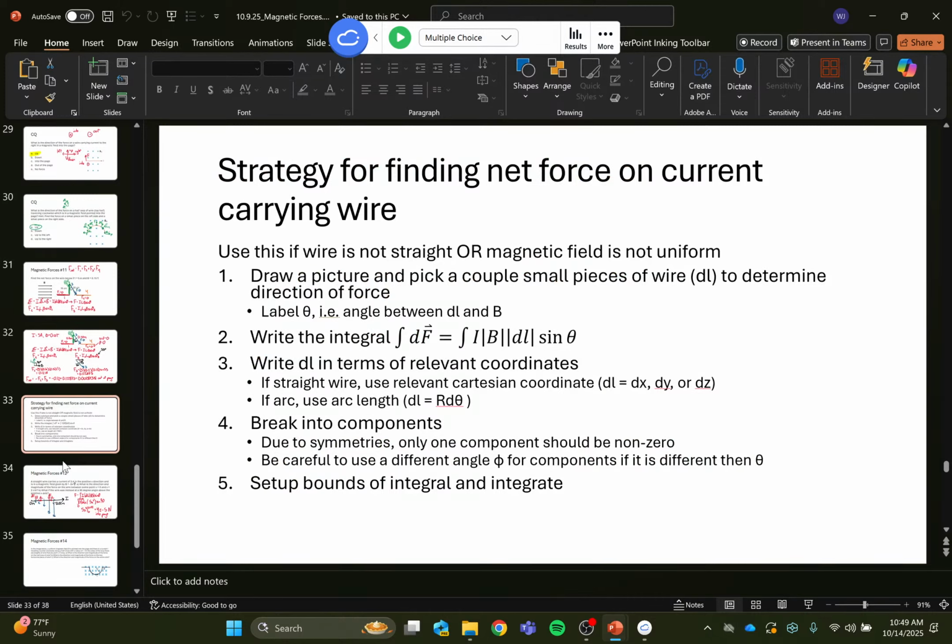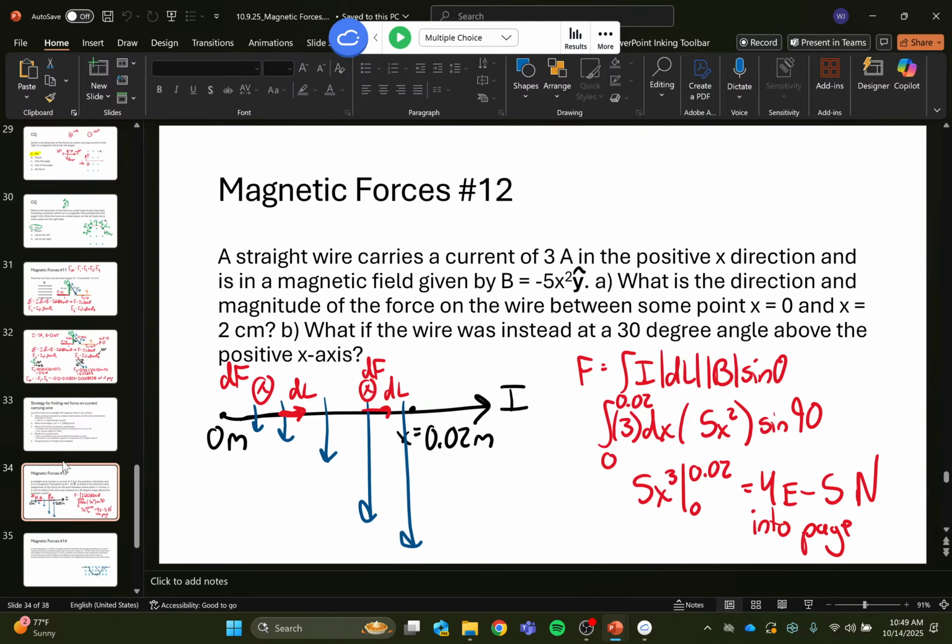We then talked about two scenarios: what if your wire is not straight, or your magnetic field is not uniform and varies in space. We did one of those cases, a non-uniform field. We built the integral, and the problem fits in a very small amount of space. There were steps and decisions you had to make, but really, it's not too bad.